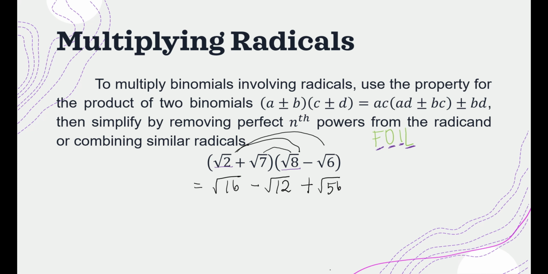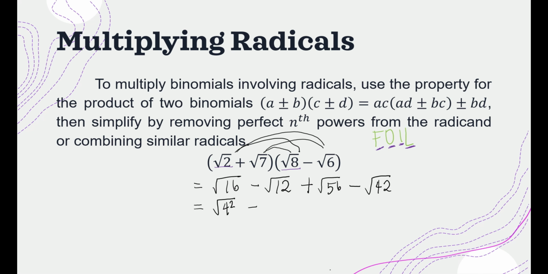And lastly, the last terms, which are square root of 7 and negative square root of 6, will give us a product of negative square root of 42. And then we can simplify this further. The square root of 16 is equal to the square root of 4 squared, because 4 squared, or 4 times 4, is equal to 16.